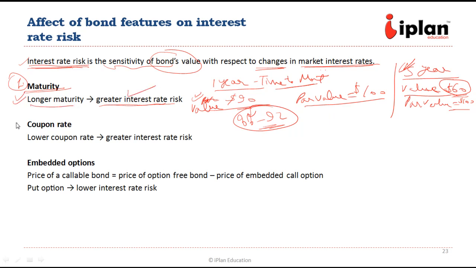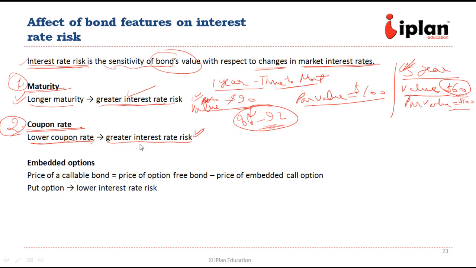Now let us look at the second factor, which is coupon rate. As we have already seen, if a bond is paying more coupon rate, it will be traded at a premium. And if it is giving a lower coupon rate, it will be traded at a discount. So for the case where the coupon rate is lower, that is, the bond is being traded at a discount, we are expecting more amount of money to be paid at the end as principal. So that signifies greater amount of interest rate risk.